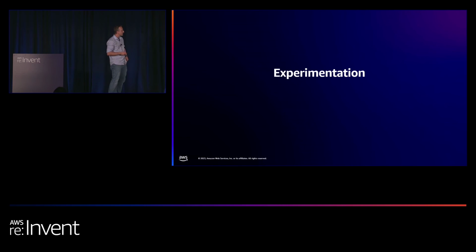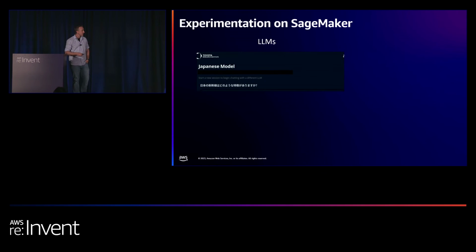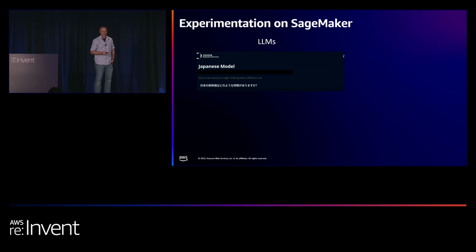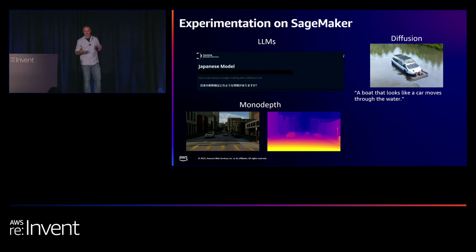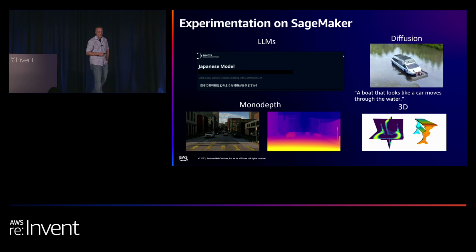So let me tell you a little bit about the experimentation that we do on SageMaker at TRI. First, the high level is that we have a wide variety of applications and models that we're training on SageMaker. The first is large language models. Second is a mono-depth model, so taking RGB images and inferring depth, for example. A third is stable diffusion, language to image generation, for better feature representations. And a fourth is 3D representations, such as language to 3D structures as well. That's useful for robotics and a number of other applications.